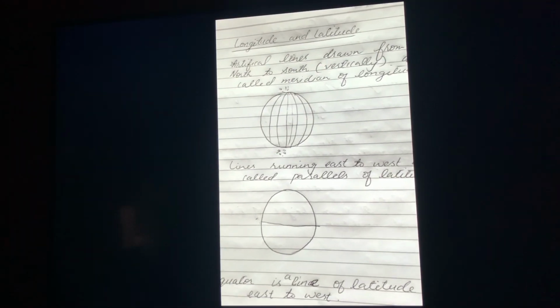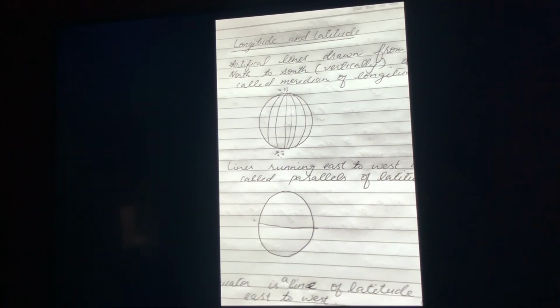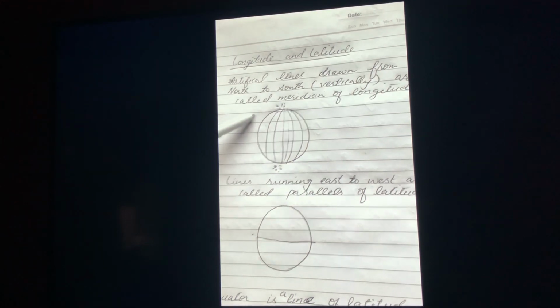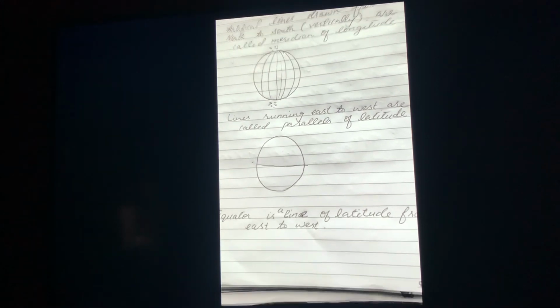So I have completed the diagram. These are all the lines from north to south. They are vertical lines. The next one is we are going to study parallels of latitude. These are the lines that run from east to west. I have drawn one line as well.